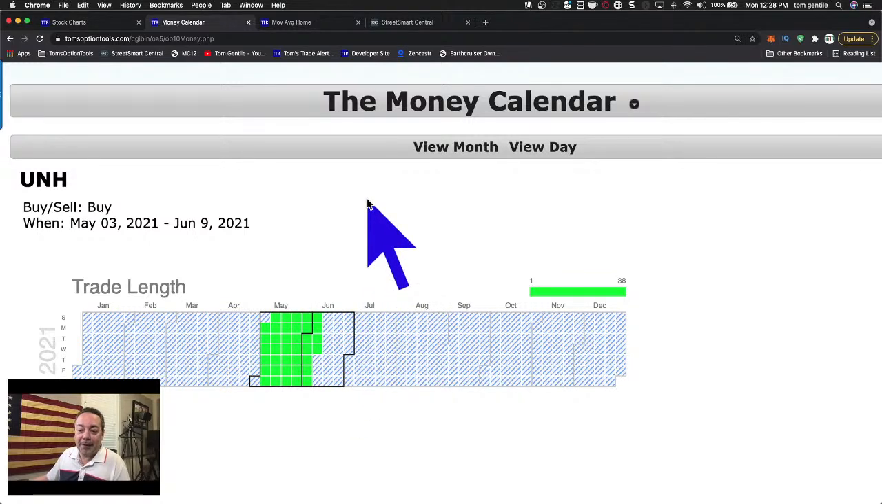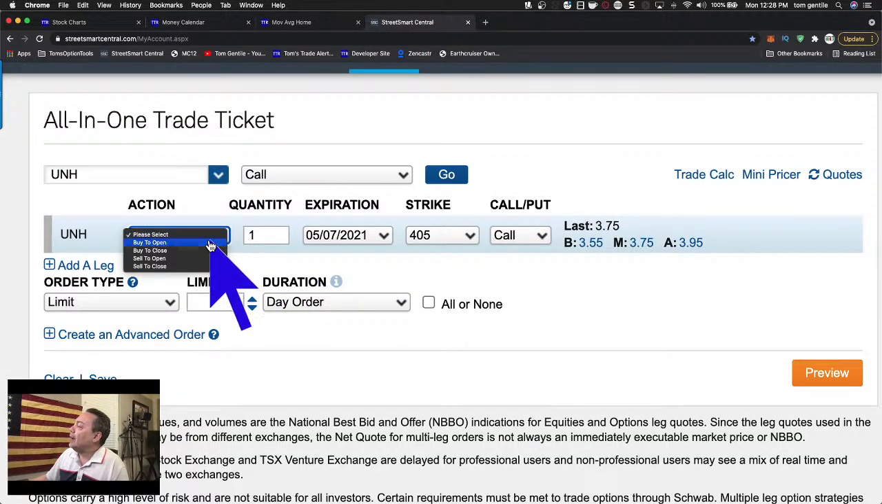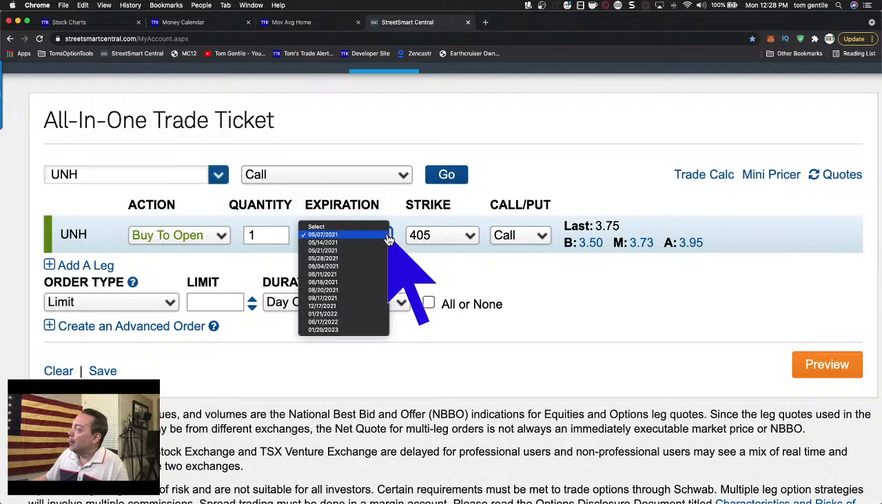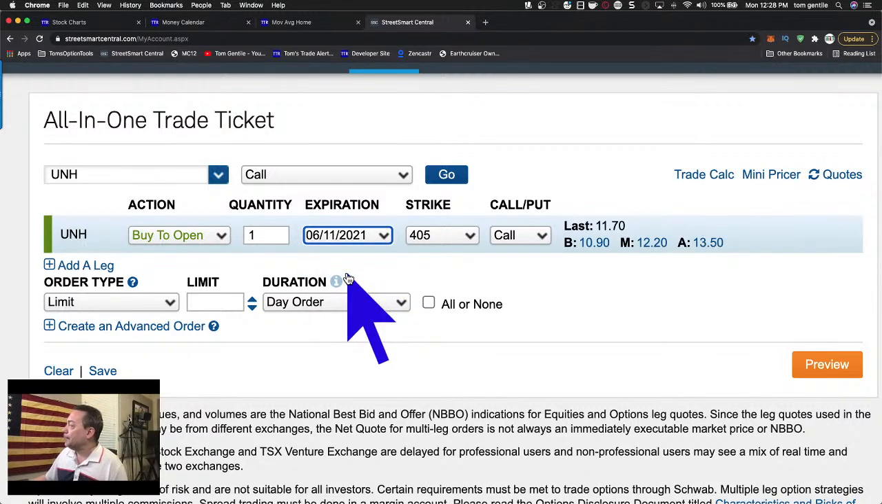That's right. Buy options, yeah, baby. That's what Paul says. Let's go back and look and see what we have. So if I were going to buy to open, one contract is good for 100 shares of stock. So June, there's some options that expire on June 11th.